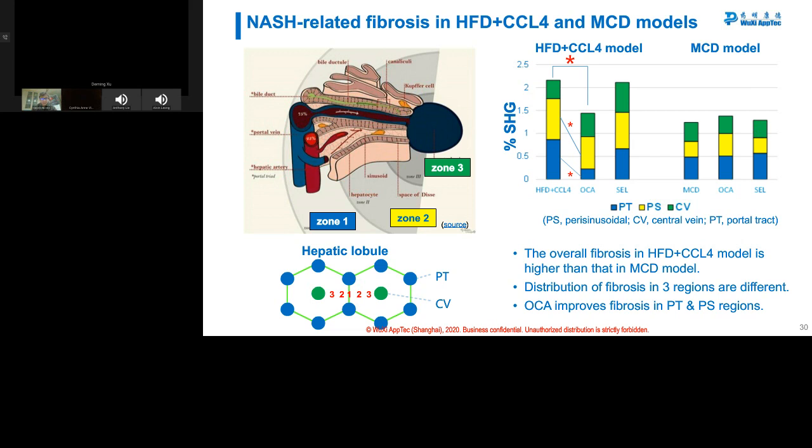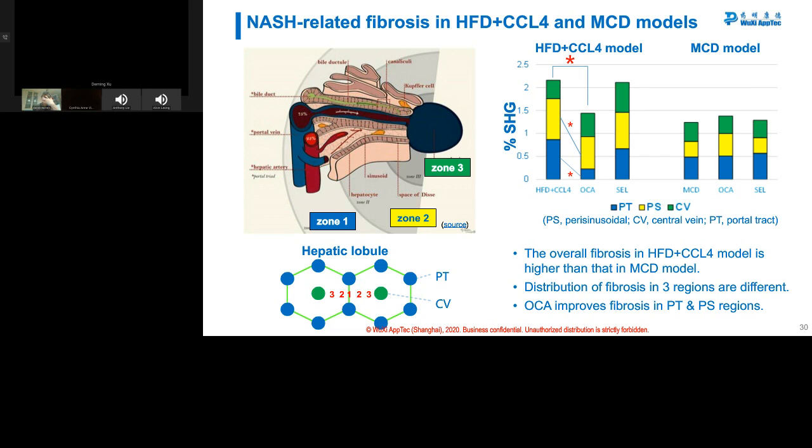By the way, the distribution of fibrosis in the MCD model is also quite different from what we see in the high-fat plus CCL4 model. As Gillian just mentioned, this technology is quite powerful in terms of bridging the preclinical study with the clinical outcome. I think this is a pretty good indication that at least the efficacy we saw with obeticholic acid in the high-fat plus CCL4 model is largely consistent with the outcome of the clinical trial.